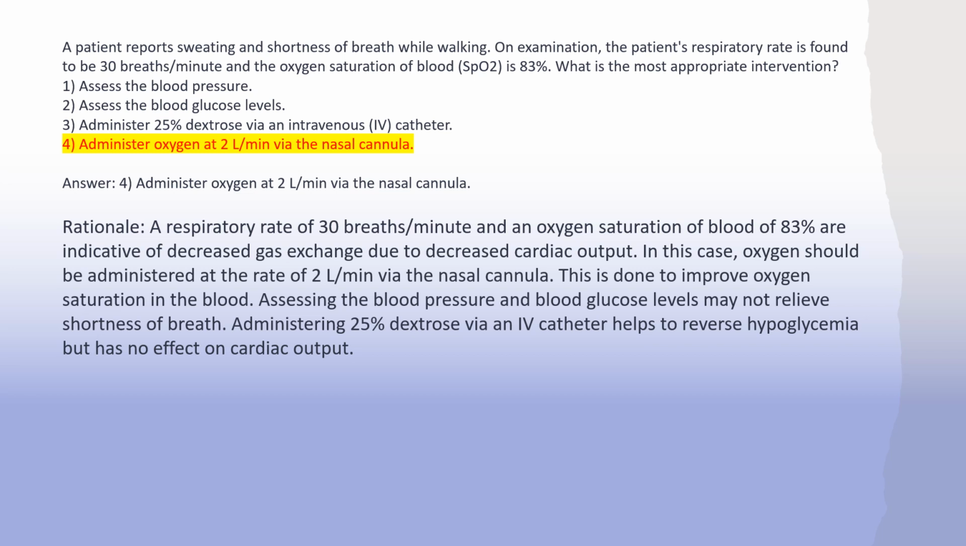Assessing the blood pressure and blood glucose levels may not relieve shortness of breath. Administering 25% dextrose via an IV catheter helps to reverse hypoglycemia but has no effect on cardiac output.